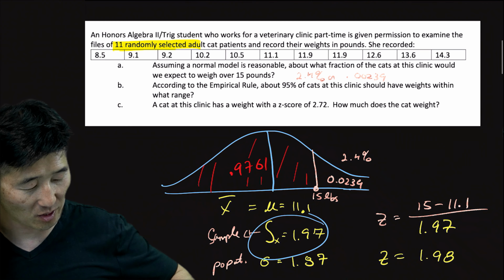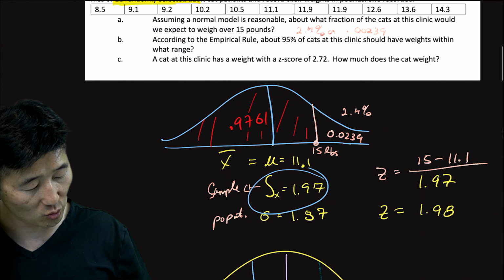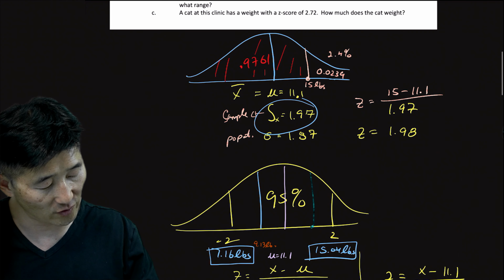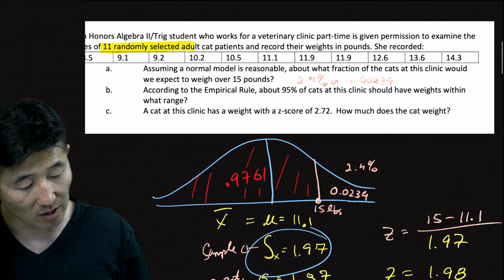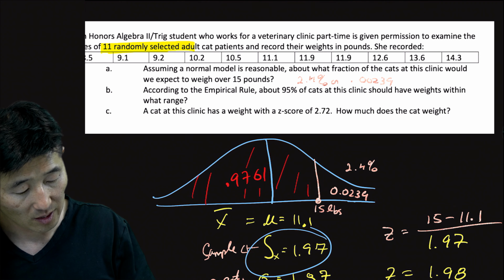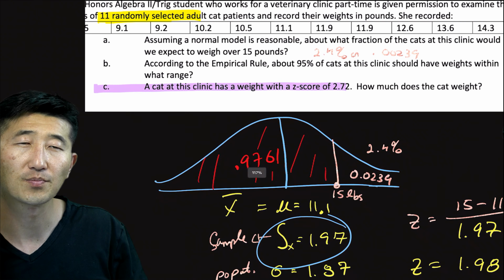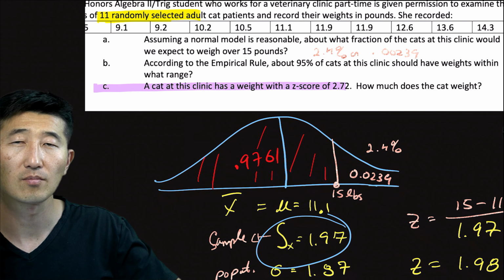So the answer for B would be his weight should be between 7.16 and 15.04. Okay, now try this one then. Letter C.